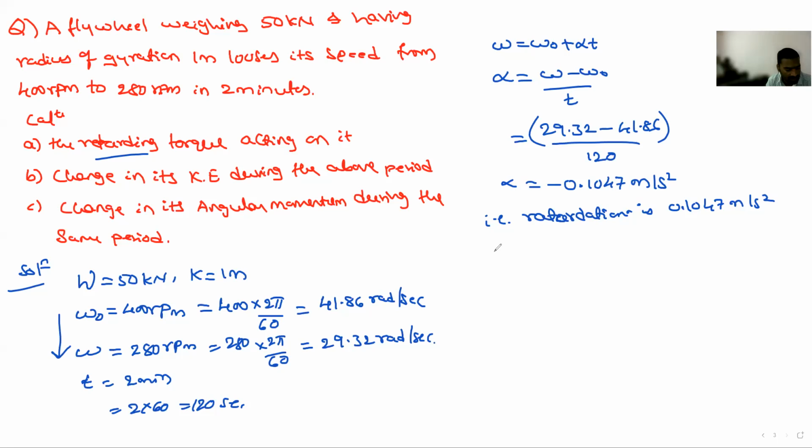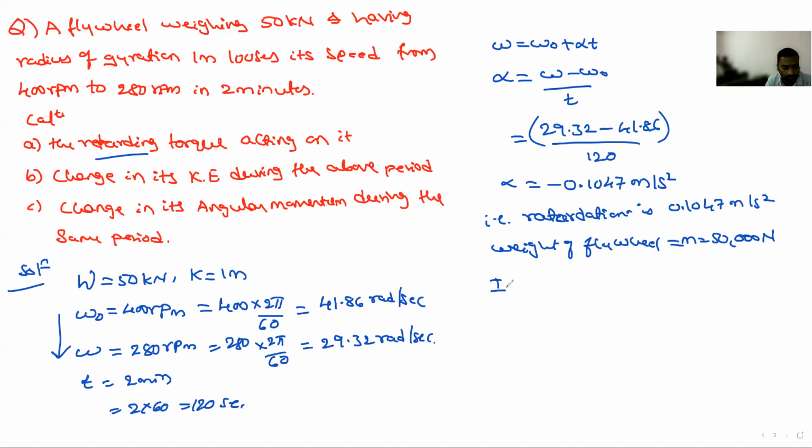First, the weight of the flywheel is 50 kilonewton, so I can write it as 50,000 Newton. How to convert this to mass in kg? Mass in kg is weight divided by 9.81, Newton to kg. What is the radius of gyration? K is given as 1 meter.